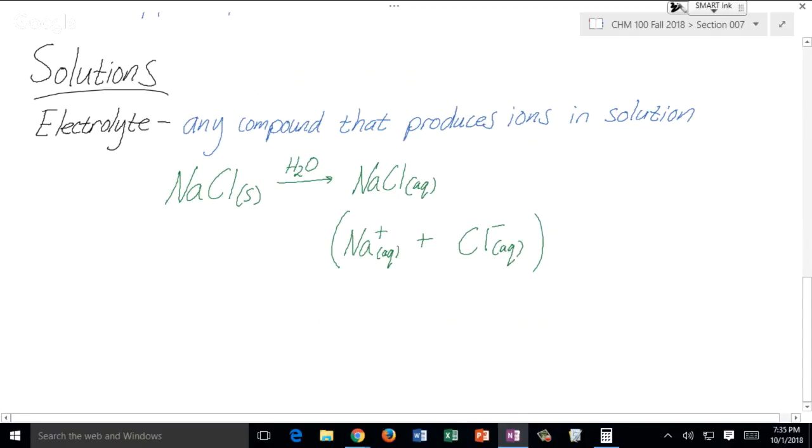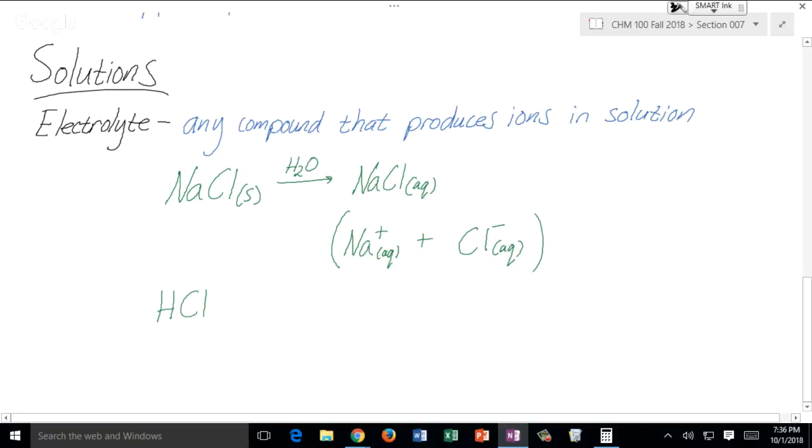Ions that have been separated and surrounded by water are no longer together the way they would be in the compound. The positive and negative ions are no longer close together. They're separated throughout the solution. And so that's an electrolyte, because sodium chloride produces ions. But ionic compounds like that are not the only types of electrolytes.